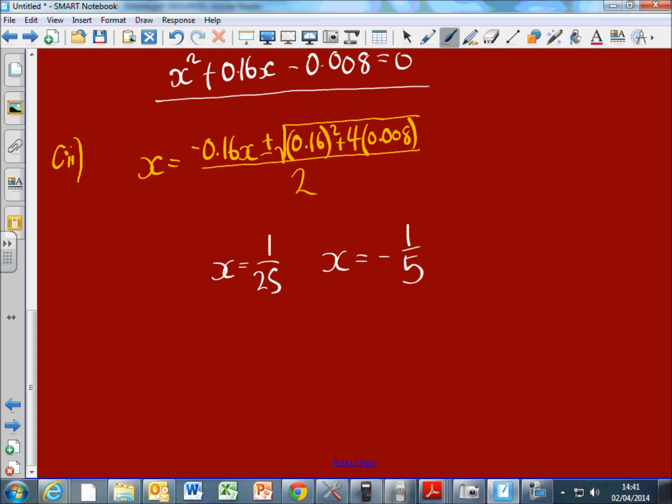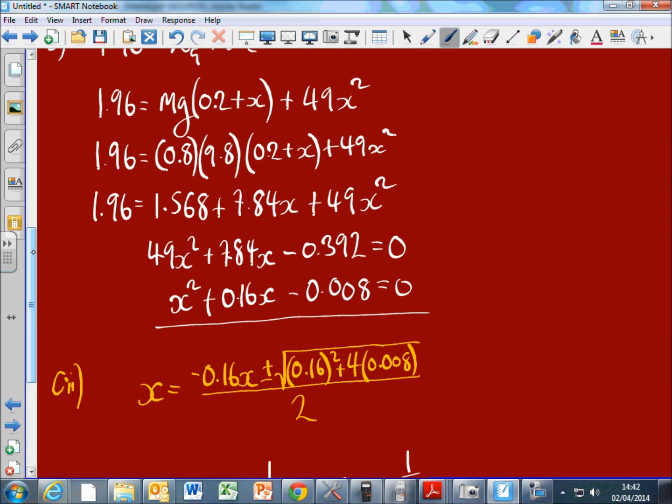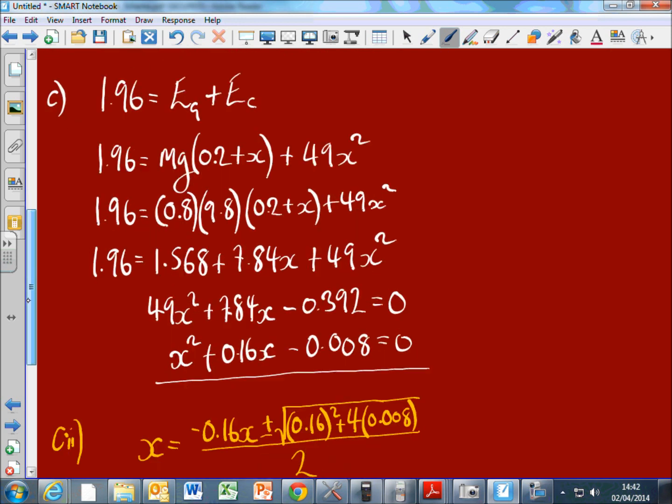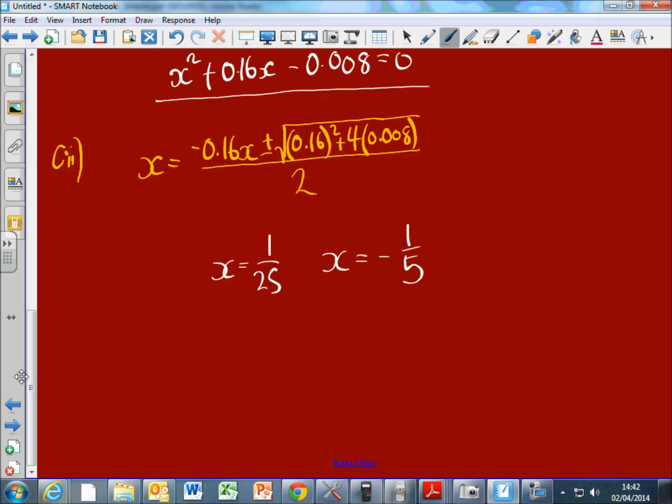Okay, now we just want one of those answers, and you should be able to see that just by thinking about the gravitational potential. We said that the spring extended 0.2 plus some distance past the equilibrium point, so it's this value of x that we want. Okay, so it's being compressed by 1/25 of a metre.